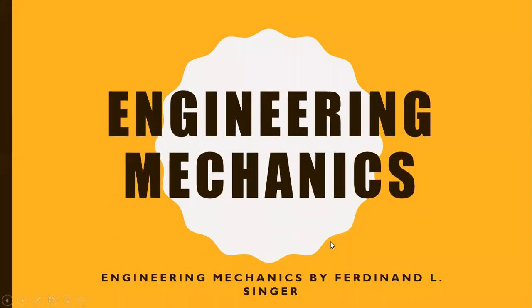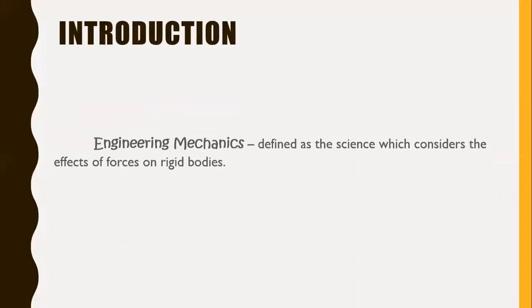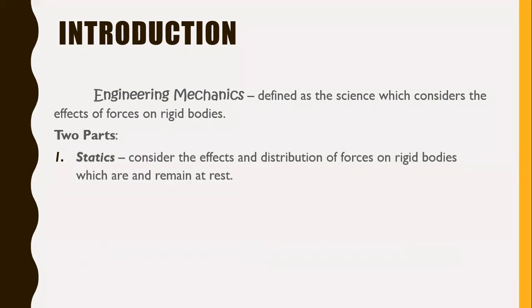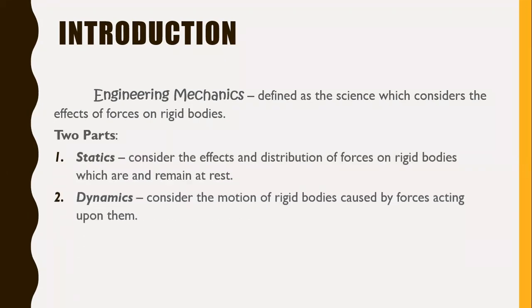Okay, for the engineering mechanics introduction: engineering mechanics is defined as the science which considers the effects of forces on rigid bodies. It has two parts: first, statics, and second, dynamics. What is the difference between the two? Statics considers the effects and distribution of forces on rigid bodies which are and remain at rest, while dynamics considers the motion of rigid bodies caused by forces acting upon them.